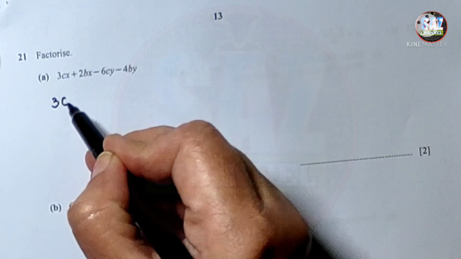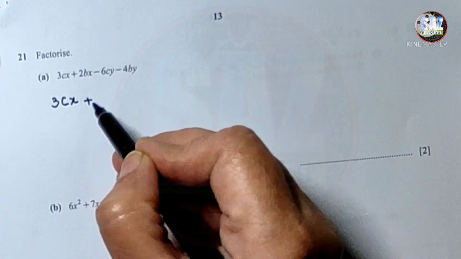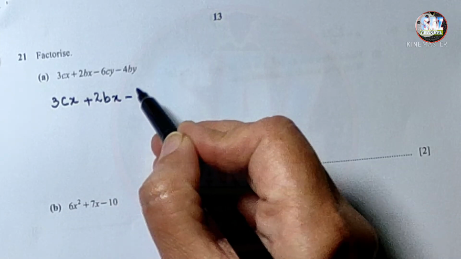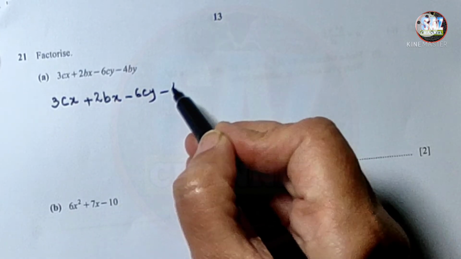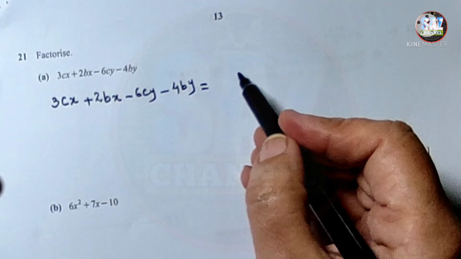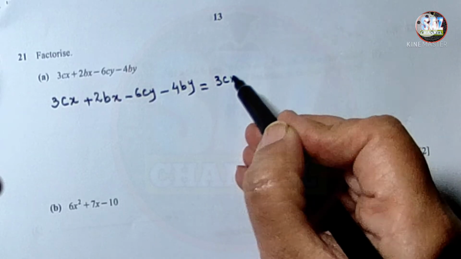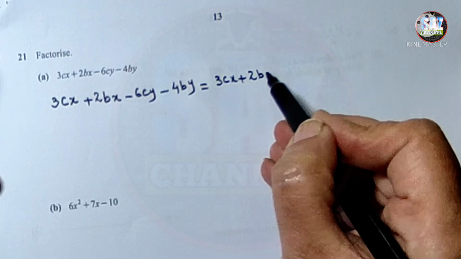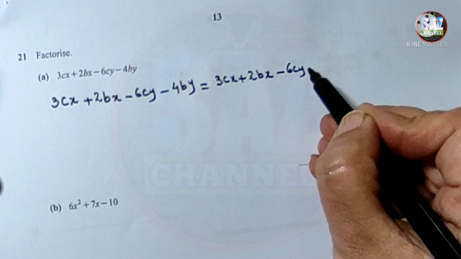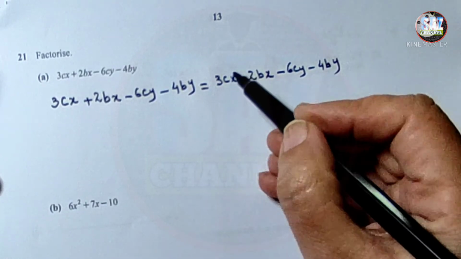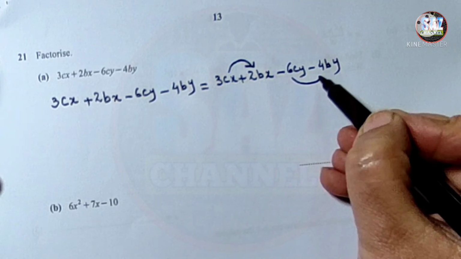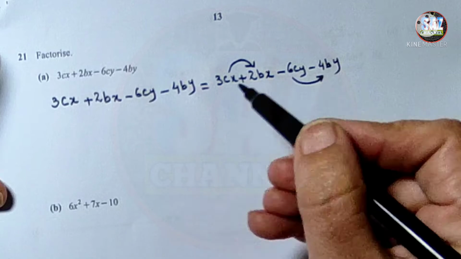we have to turn these 4 terms into groups of 2's. 3cx + 2bx and - 6cy - 4by. Factorization by grouping: make the groups of like terms. Okay, it's again D2 chapter number 3, really important.